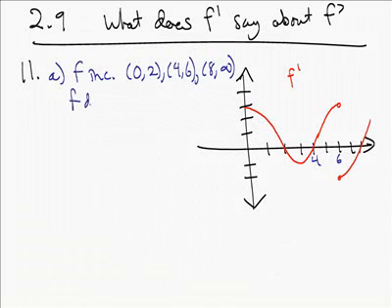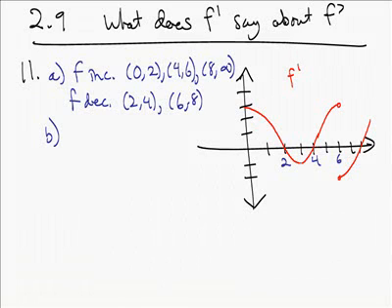Where is f decreasing? Well, it's decreasing wherever the derivative is negative, which is going to be between 2 and 4, and also between 6 and 8. Alright, let's look at part B. What values of x does f have a local maximum or minimum?